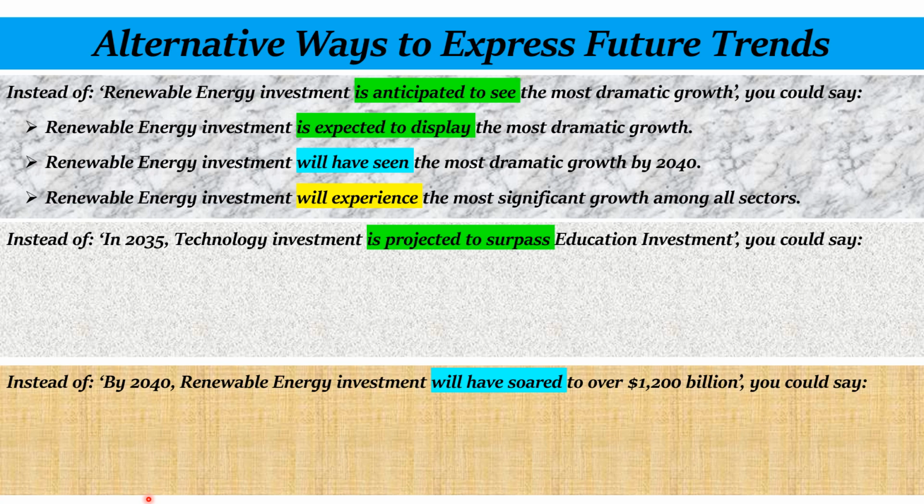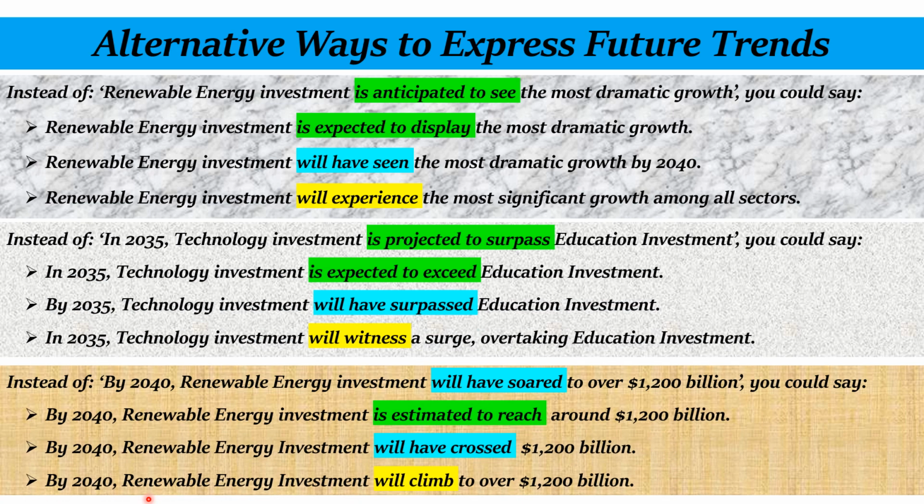Each variation presents the trend in a different way. By changing the way we phrase sentences, we can avoid repetition and make our descriptions more flexible. Now look at the other examples of variations on this slide. This way, try to experiment with passive structures, future simple tense, and future perfect tense to create your own variations for other examples.